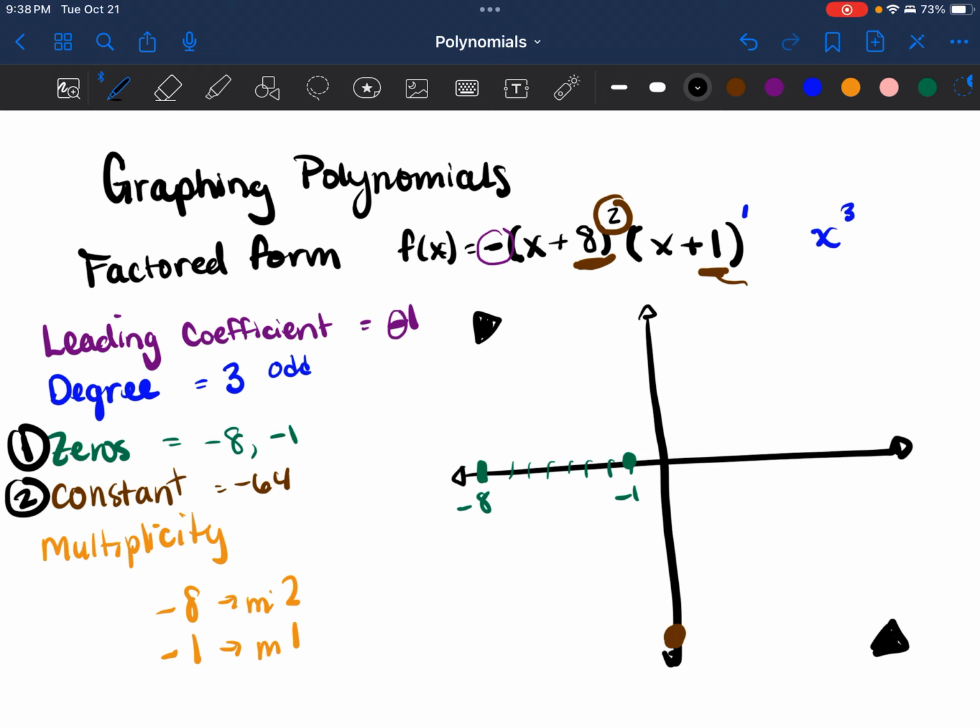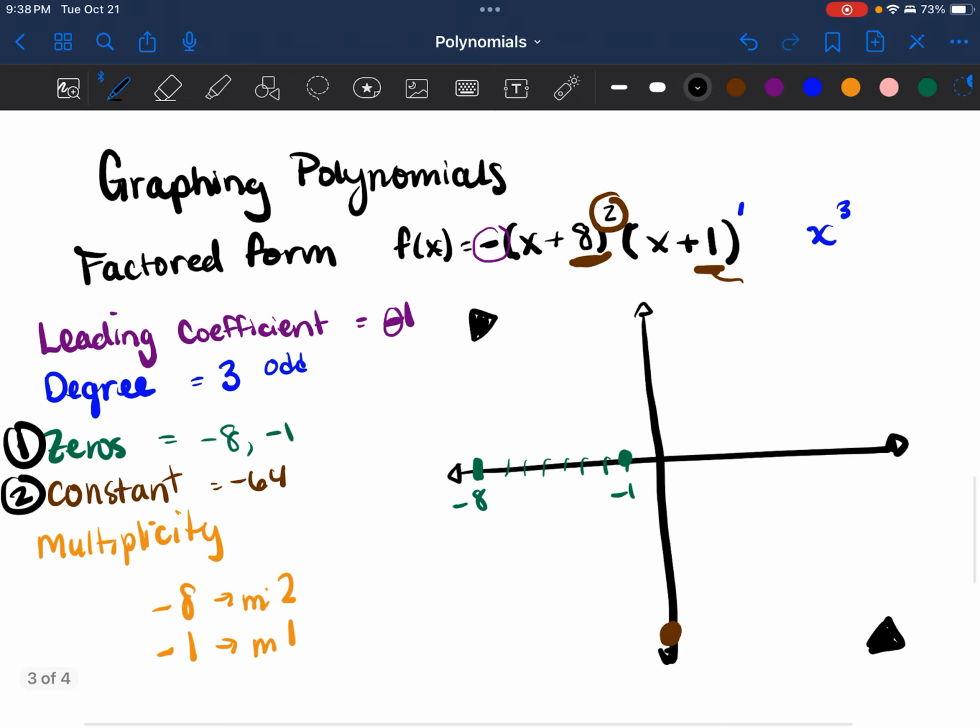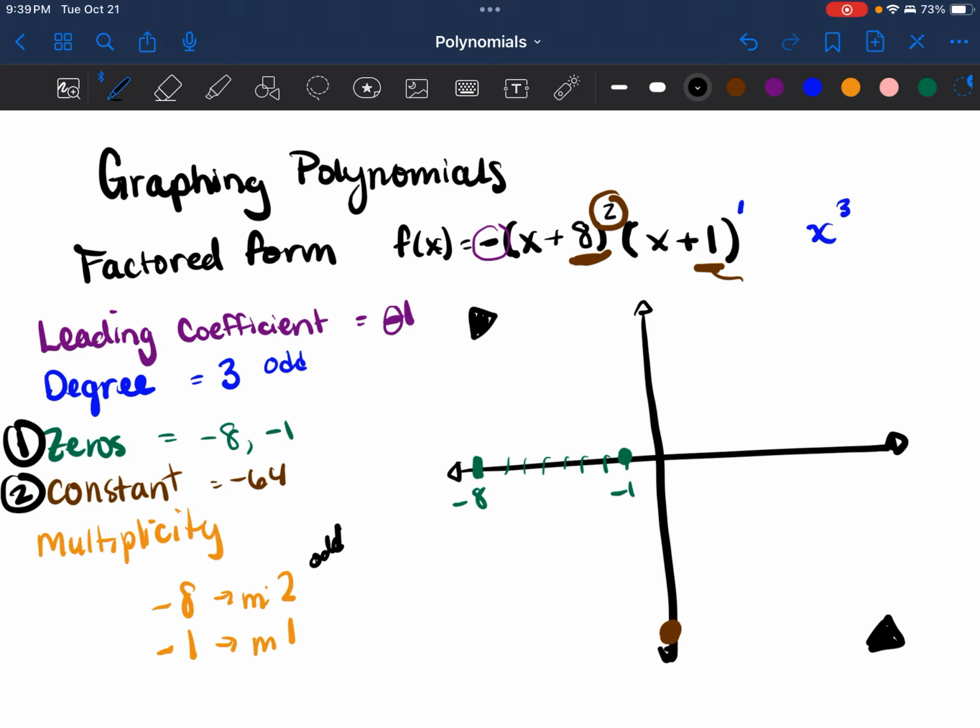So now I just need to think about my multiplicity and connecting everything. Here I have a multiplicity at -8. That multiplicity is 2, which is even. Whenever it has an even multiplicity, it is going to bounce and look kind of like a quadratic.